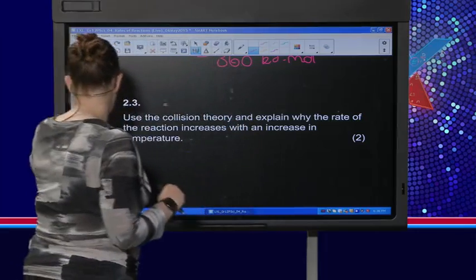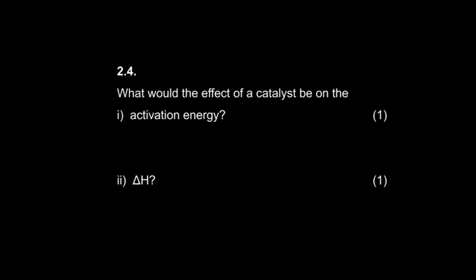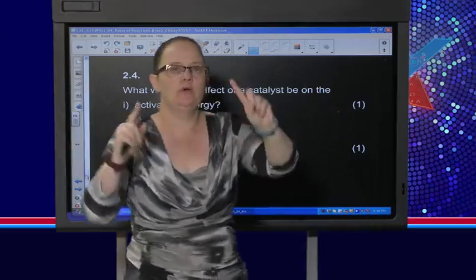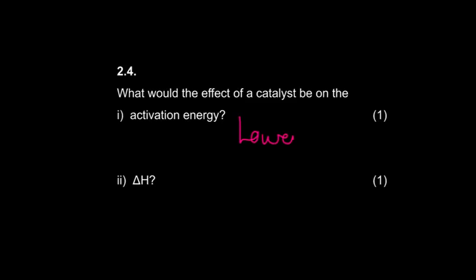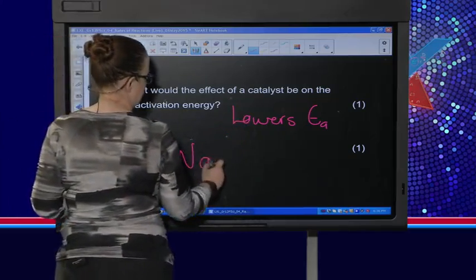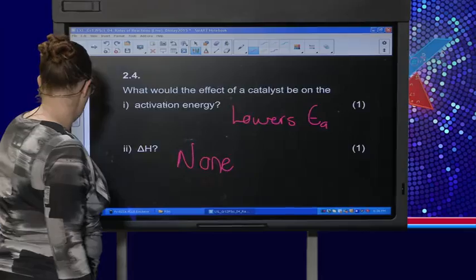Nice and simple. And look, what would the effect of a catalyst be on the activation energy? We spoke about that. What does a catalyst do? Lowers the activation energy. What does it do to delta H? The answer? Nothing. Absolutely nothing. Now I want you to see something quickly before we take a break.